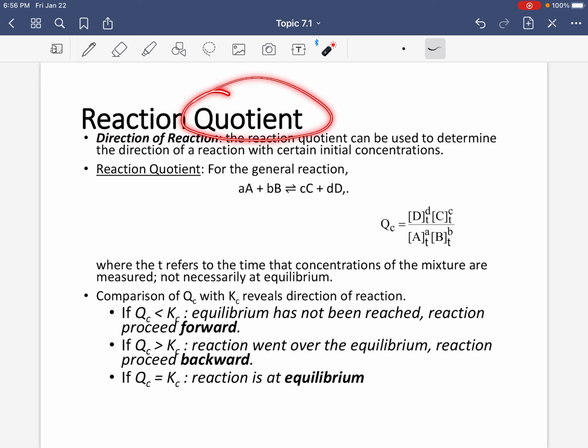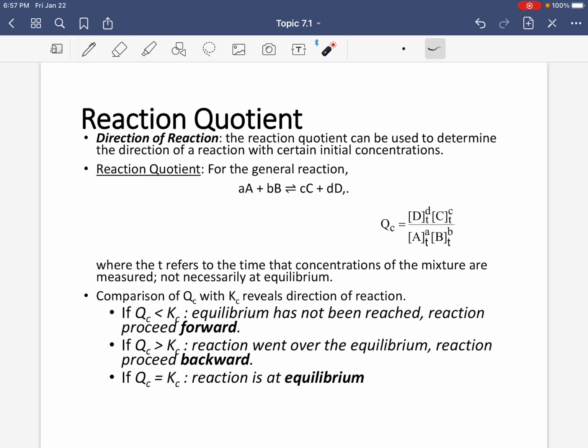This word quotient sounds like something that has something to do with division, doesn't it? Well, you know what? There's actually nothing to do with division here. But this idea here, reaction quotient, whoa, you have no idea how important it is.